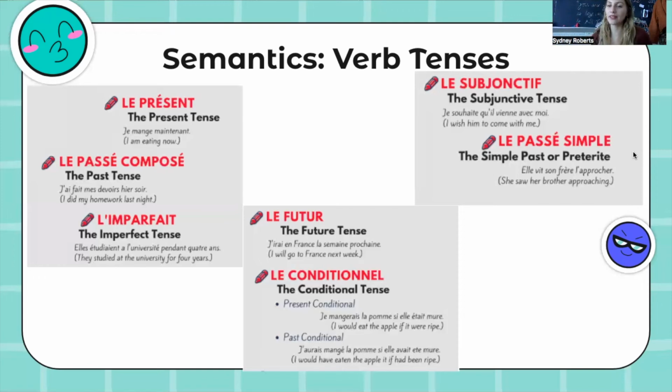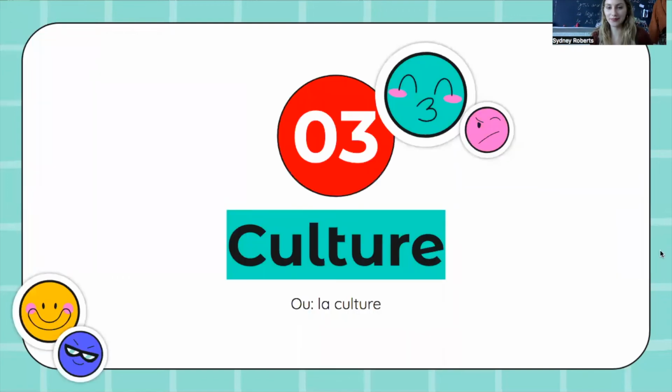And then le passé simple, the simple past or the preterite tense, is usually a more common phrase. She saw her brother approaching. Elle vit son frère l'approcher. So those are our tenses. And tenses, we have all of these in English. So let's talk about la culture.